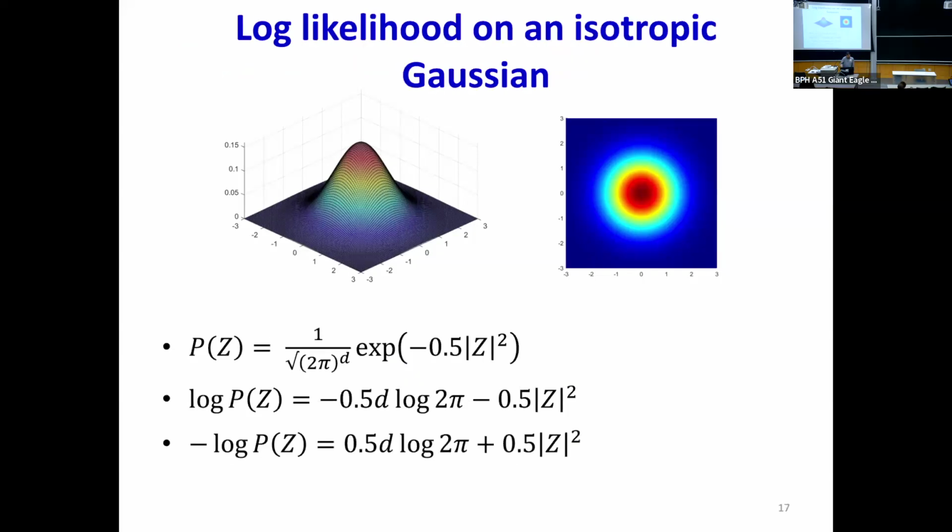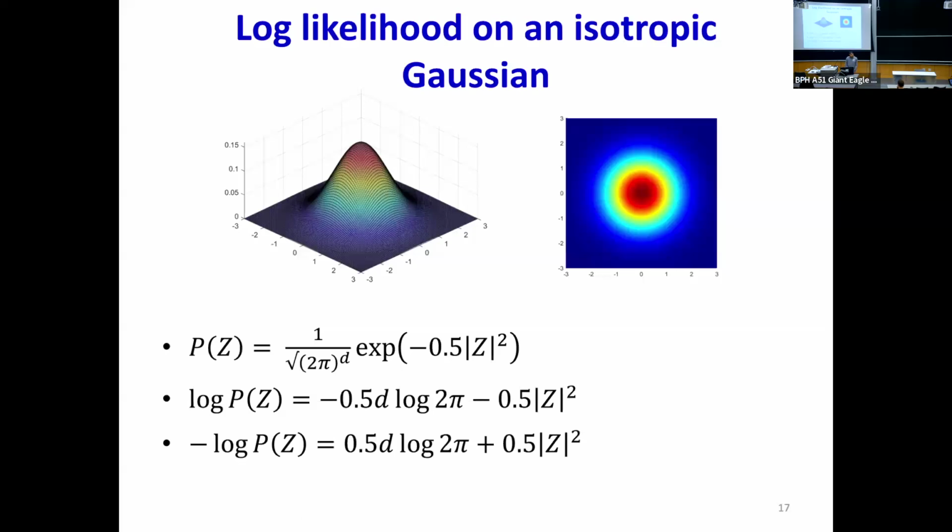Now, what does a standard Gaussian distribution look like? Here's the formula. P of z is 1 over square root of 2 pi raised to d, where d is the dimensionality of z, times e raised to minus 0.5 times the norm of z squared. It's basically z minus mean squared, but the mean is 0, so it's the norm of z squared. If I look at the log probability of this, it's minus 0.5 d log 2 pi minus 0.5 norm of z squared. It's just the log of this term on top. So the negative log probability is 0.5 d log 2 pi plus 0.5 norm of z squared.